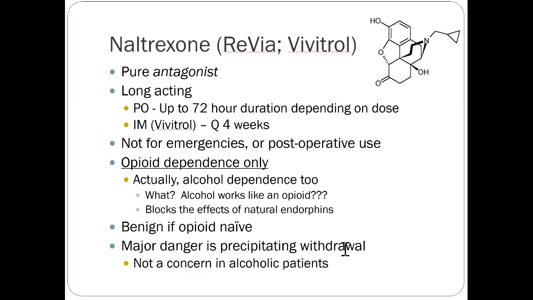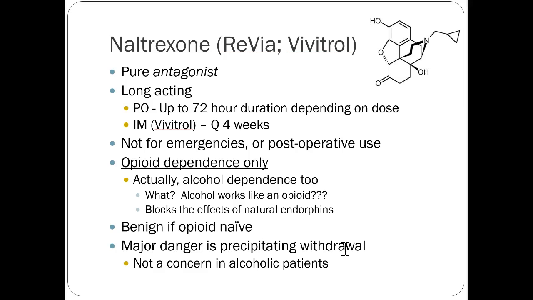All right, naltrexone. Naltrexone is a pure antagonist. It's long-acting. It's mostly used for opioid dependence. It's not an acute medication. So the big difference between naltrexone and naloxone: naloxone is acute use. Naltrexone is more a chronic use. So you can give these as a long-acting IM injection.